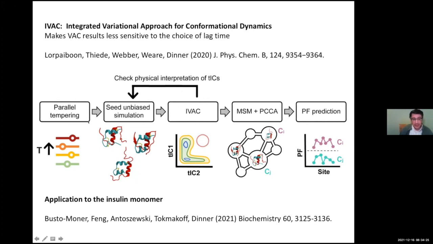And then in this picture and this lower reference, we've taken that integrated approach, IVAC, and applied it to understand the structural ensemble of the insulin monomer in collaboration with Andrei Tokmakov. That allowed us to interpret some hydrogen exchange protection factor data from Mike Weiss, which had some difficult to interpret features. So if you're using methods like TICA, VAMPnets, or VAC, then I would encourage you to check this out.